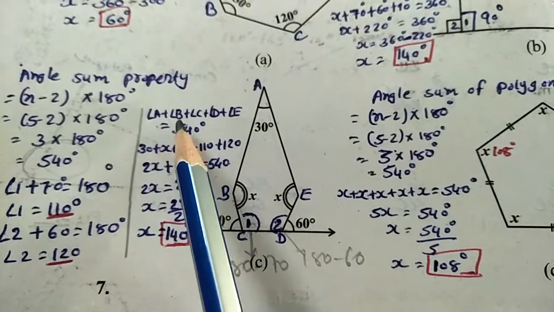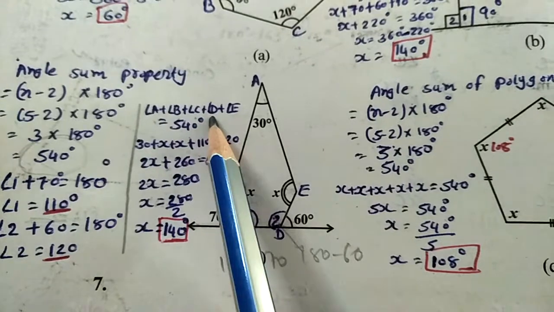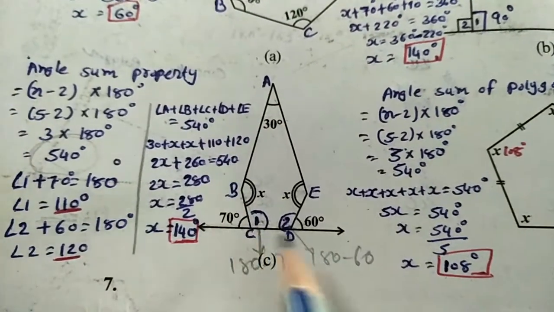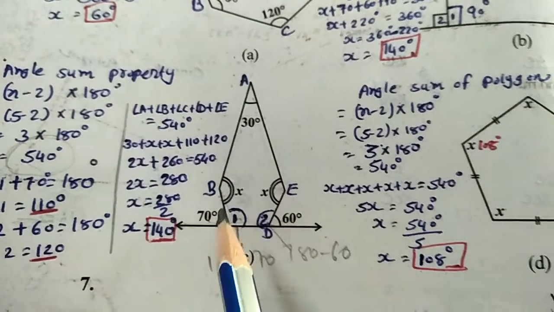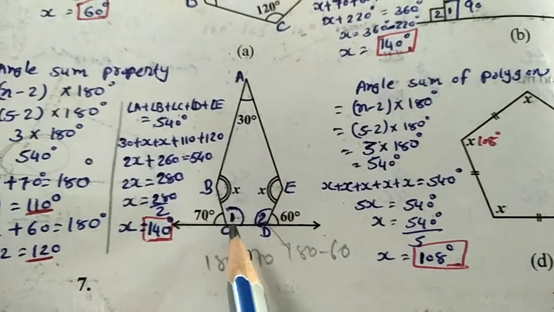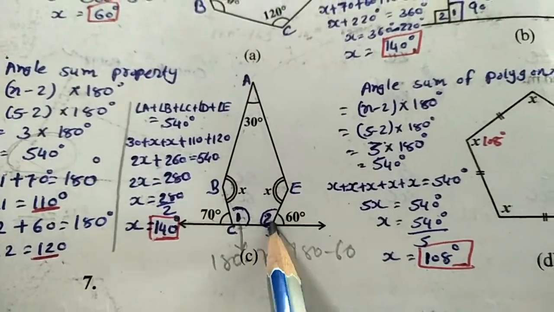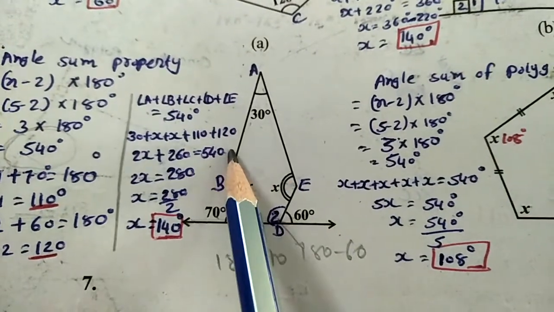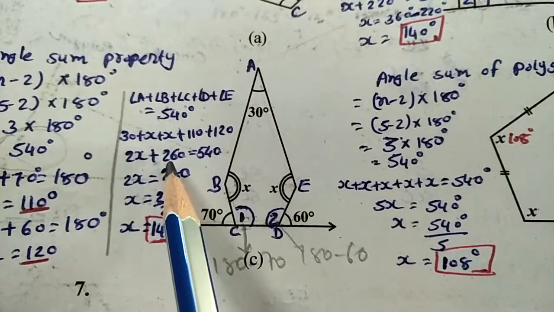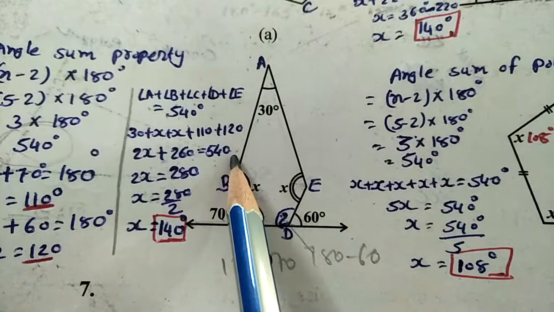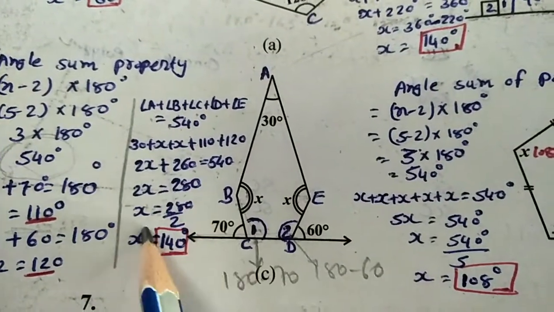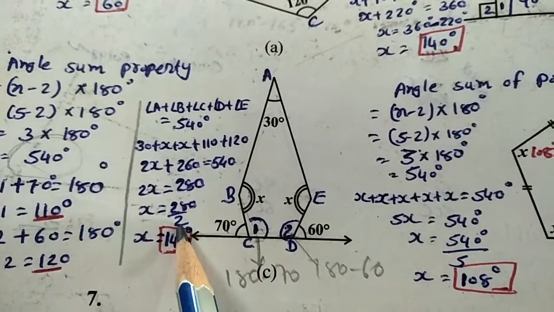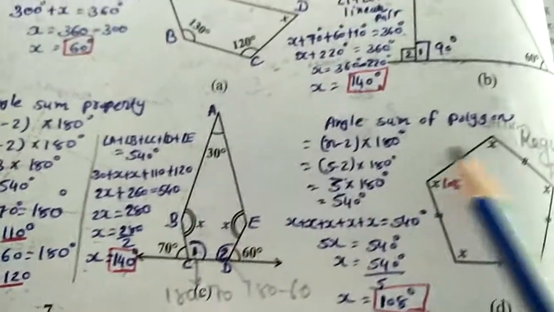So angle A plus angle B plus angle C plus angle D plus angle E is equal to 540. So 30 plus x plus 110 plus 120 plus x is equal to 540. So 2x plus 260 is equal to 540. So 2x will be 540 minus 260, that is 280. So x will be 280 divided by 2, that is x is equal to 140.